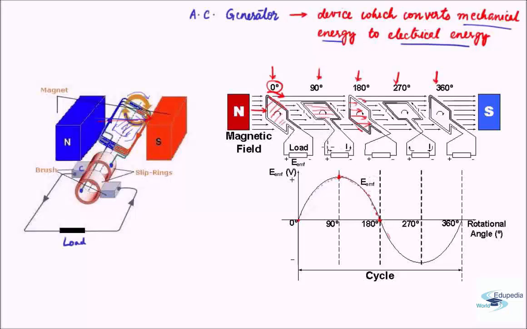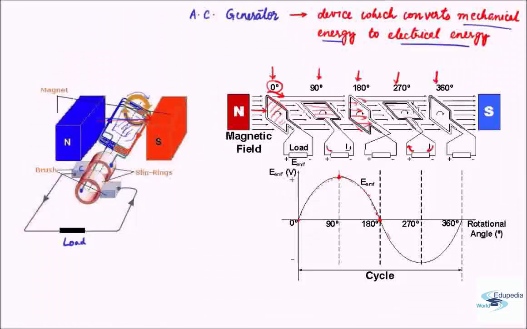So if here the current was passing in this direction through the load, beyond 180 degrees, the current will pass in this direction through the load. So the direction of movement of current has changed. And from 180 degree to 270 degree, again the amount of EMF generated keeps on increasing slowly till it reaches a situation where the plane of the coil is parallel to the magnetic field.